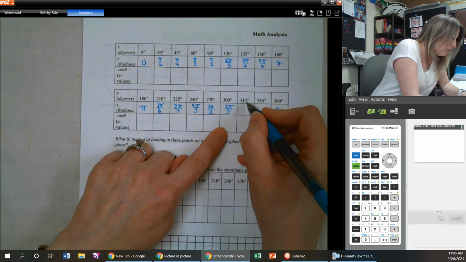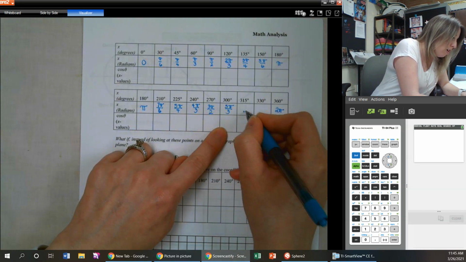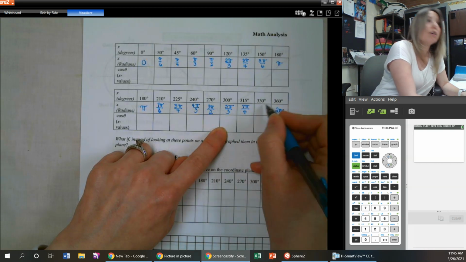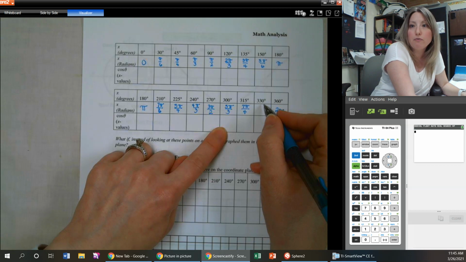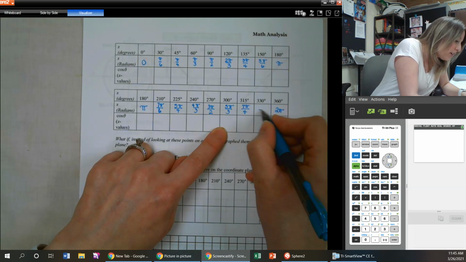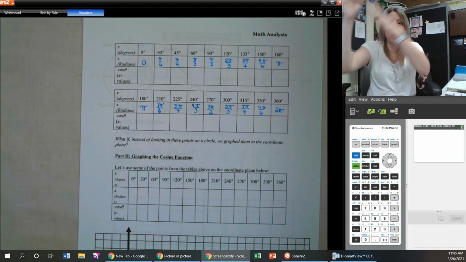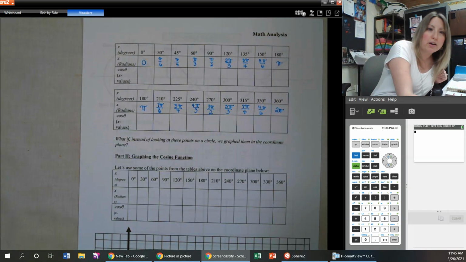And 315, that's a 45-degree reference angle. So we're over 4, and we're almost 2 pi, so that's 7 pi over 4. And then 330 is a 30-degree reference angle, so it's over 6. And we're almost at 2 pi, so it's 11 pi over 6. And that's how we get all the way around radian-wise.